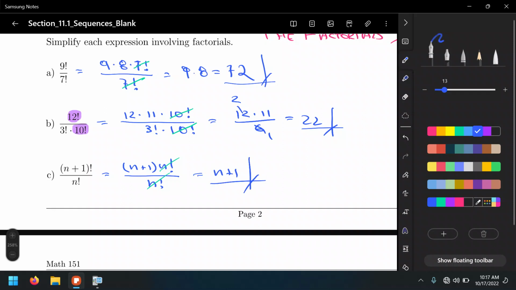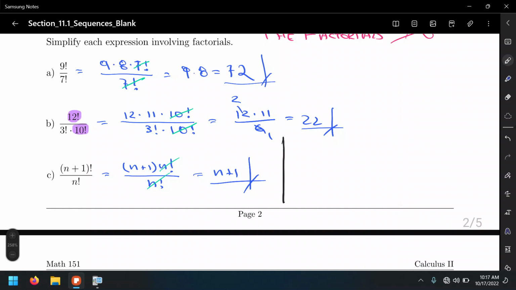Let me give you another example involving variables. So, all right, I have something that looks like n plus 1, another n plus 1 factorial, or no, you know what, let's do n plus 2. N plus 2 factorial divided by n minus 2 factorial. All right? Okay, so we need to, number one, identify the largest of the factorials. Which one is it? The numerator. So n plus 2.